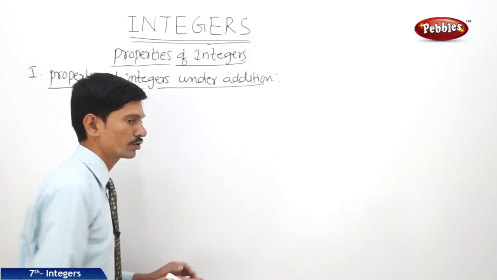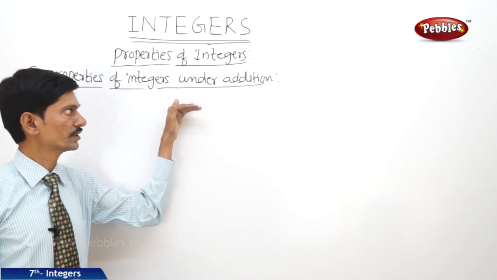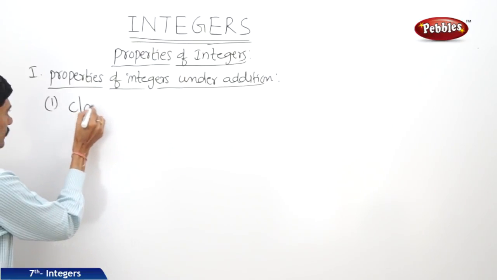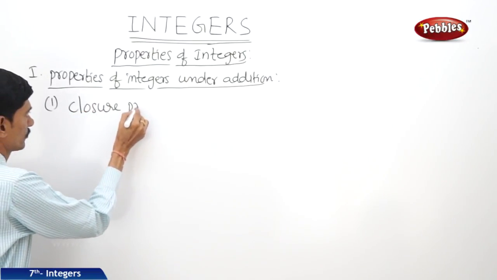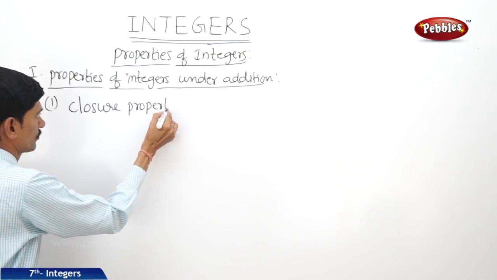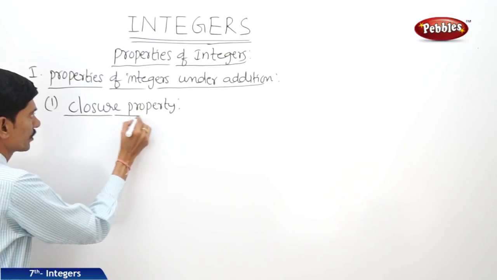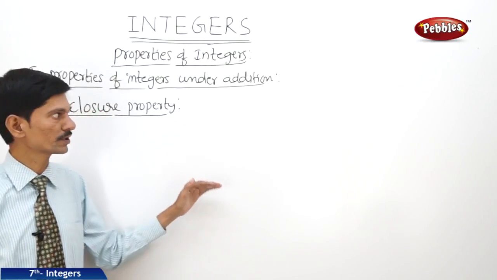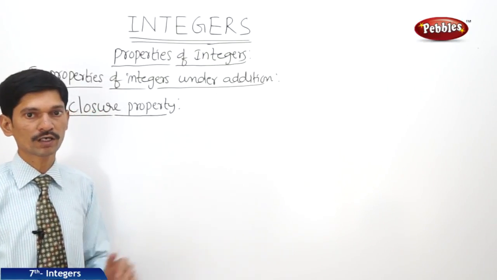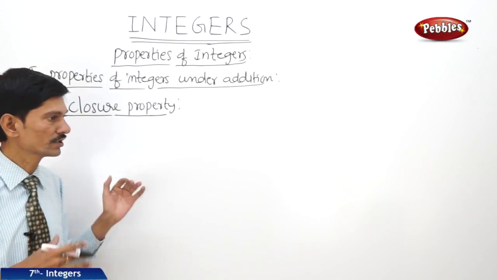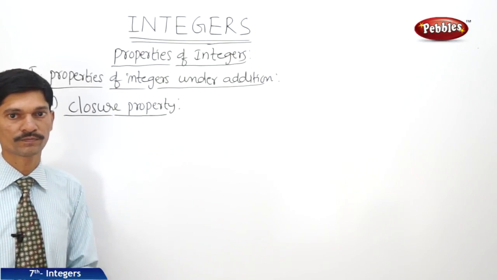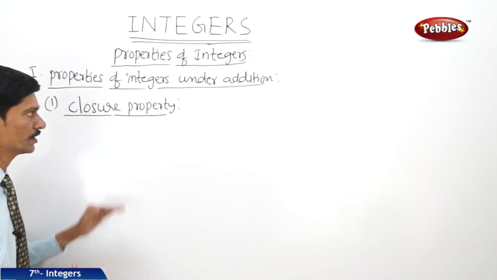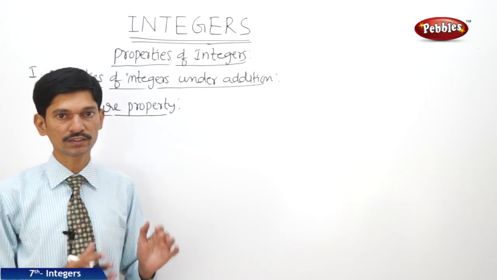Now first let us see the closure property of integers under addition. So first one is closure property. Now natural numbers and whole numbers follow the closure property under addition. This we have already discussed in the earlier class. Now let us see whether the integers also follow the closure property or not, meaning the addition of any two integers is also an integer or not.